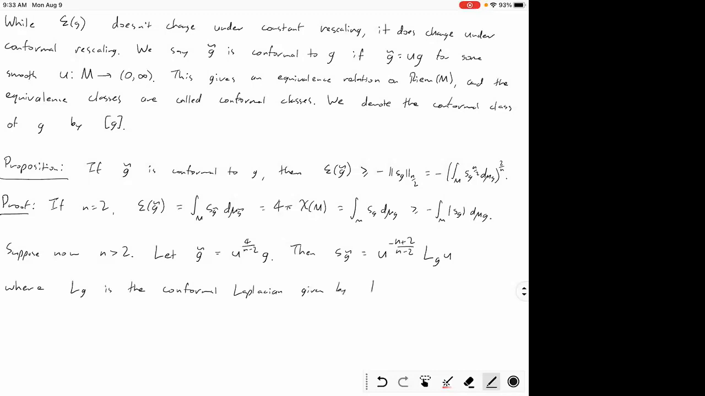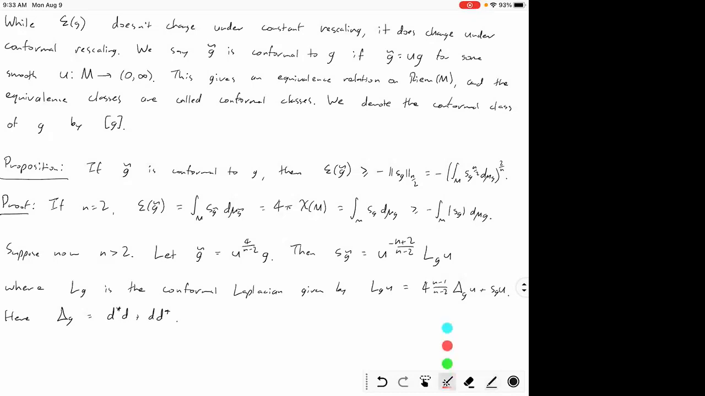Given by a constant depending on the dimension times a Laplacian plus the scalar curvature times u. Okay, so just to be clear, what Laplacian do I mean here? I mean this one: dd star plus d star d, the de Rham Laplacian.